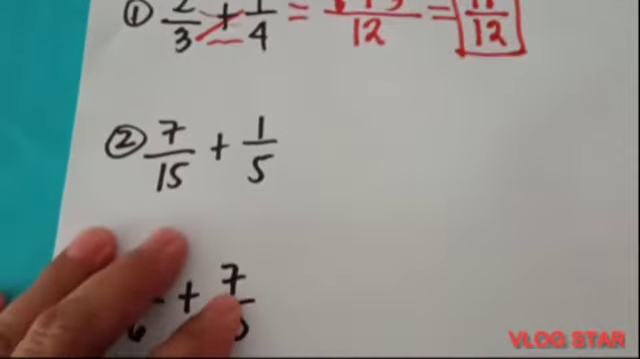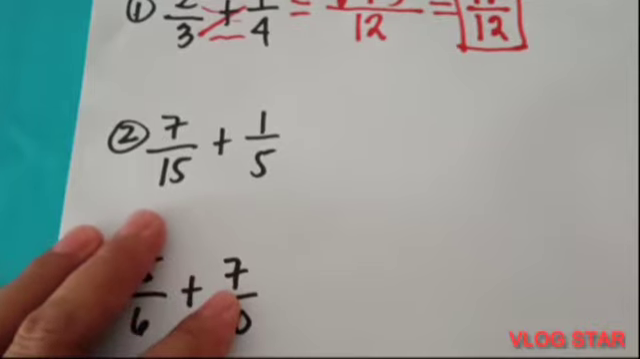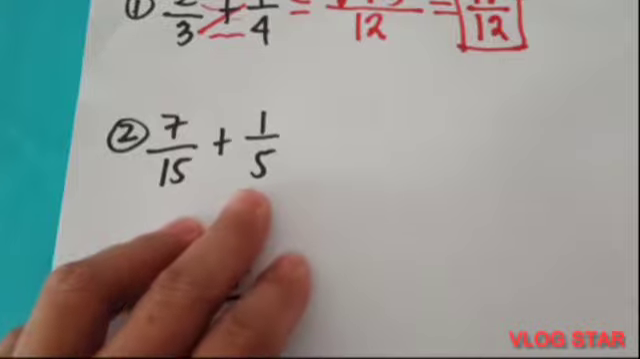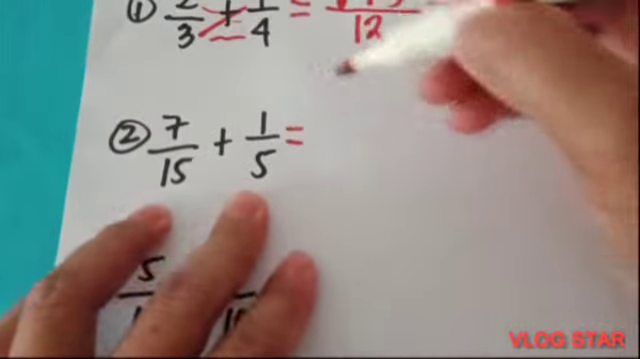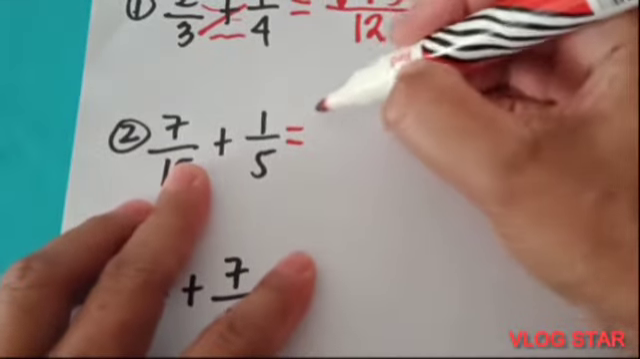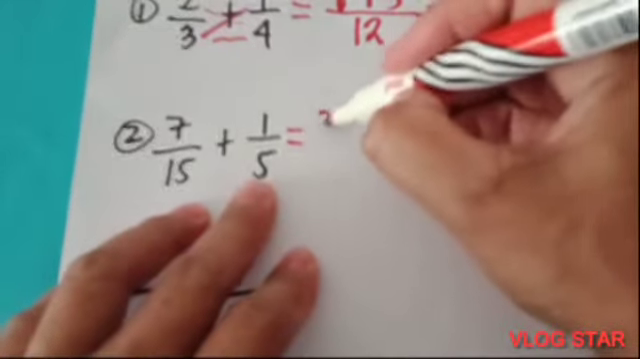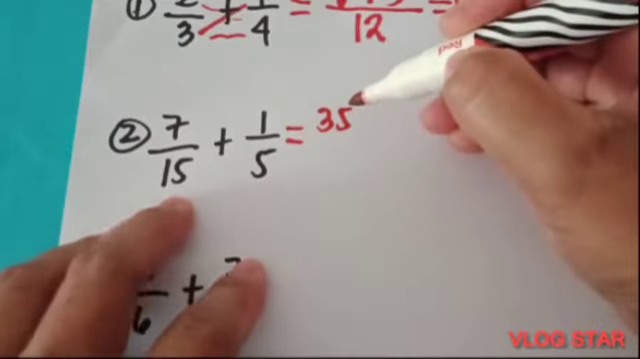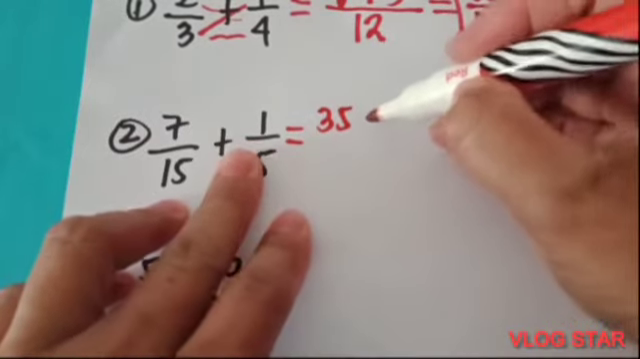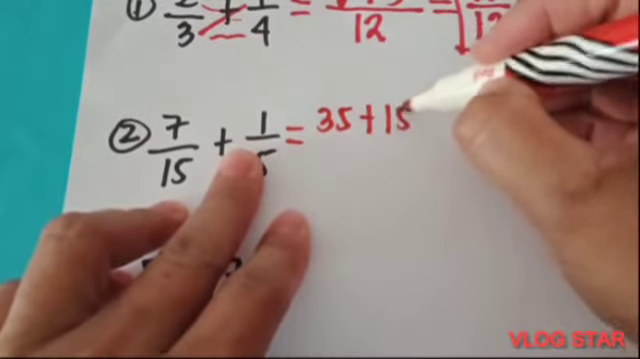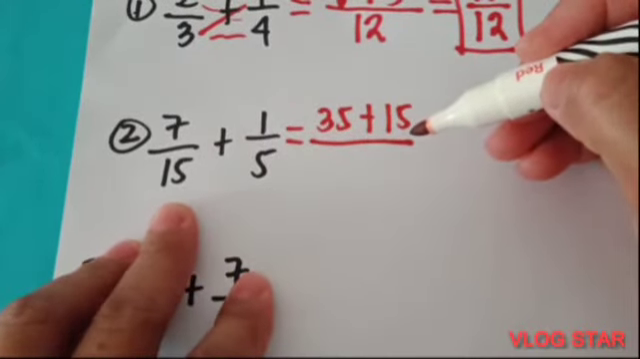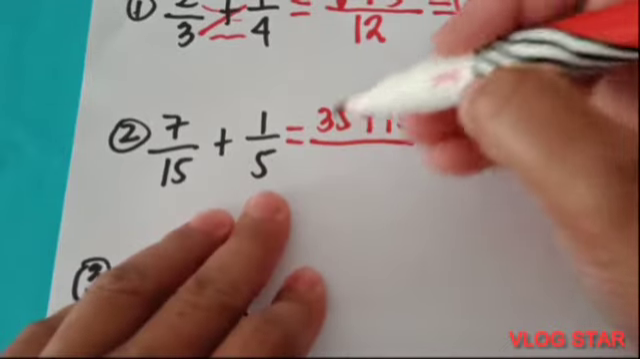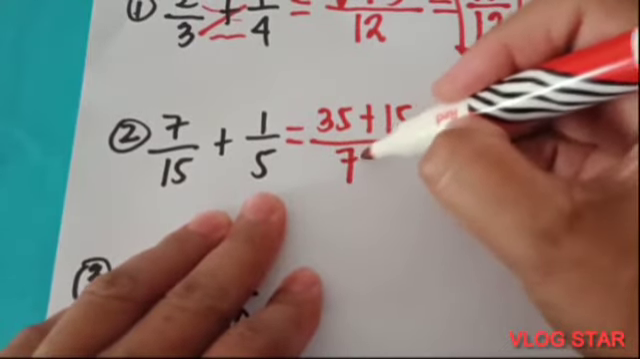Sa number 2 naman, mayroon tayong 7 over 15 plus 1/5. So, cross multiply natin. 7 times 5 is 35. 15 times 1 is 15 over 15 times 5 is 75.